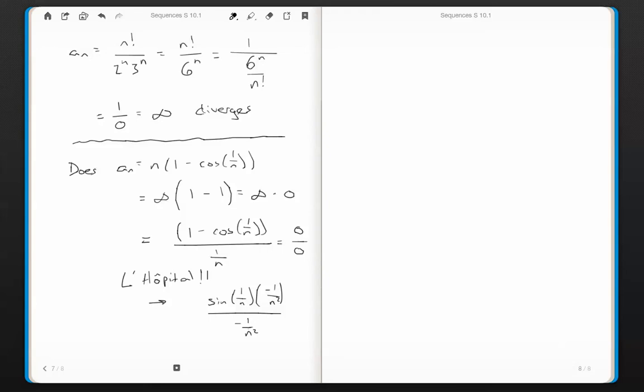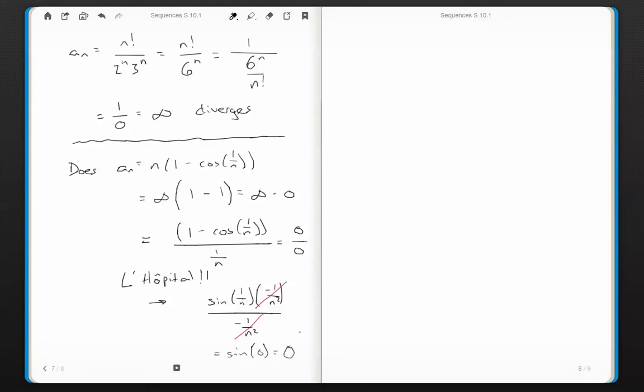So did we make any progress? I think we did, because we can go back up here and in red, because I really like canceling stuff out in red, I can cancel this 1 over n squared with this 1 over n squared, and I'm left with just the sine of 0, which equals 0. So this will in fact converge.